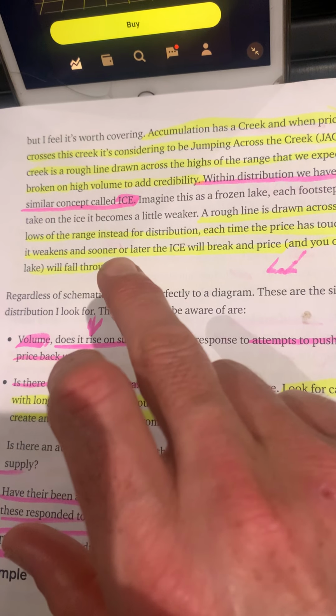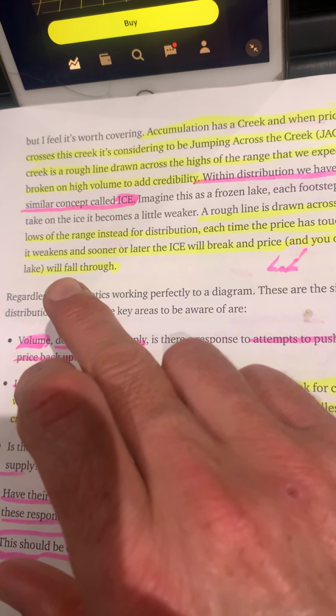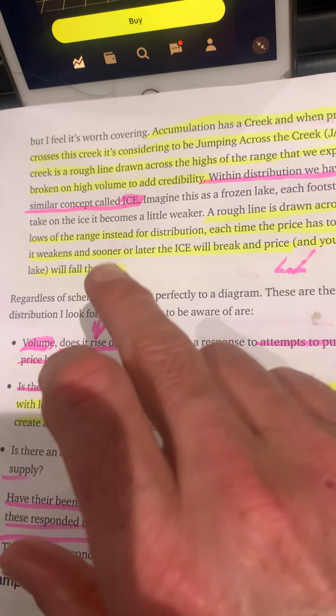Let me see that again. Basically, you're going to fall in the water. You will fall, though. It says that.